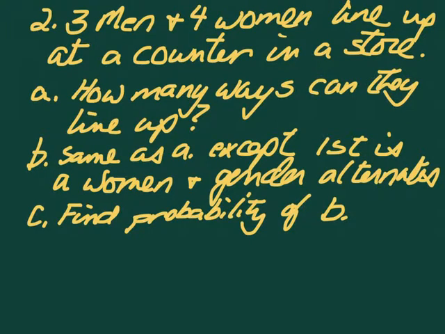And so here's the first problem we're going to do. 3 men and 4 women line up at a counter in a store. How many ways can they line up? And then B is same as A, except the first is a woman and the gender alternates: woman, man, woman, man, woman, man. And then finally, the last question is we want to find the probability of question B, where a woman is first and the gender alternates. Okay? So let's set up for that problem.